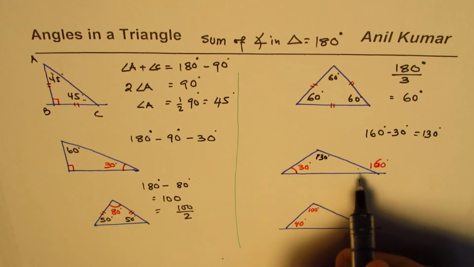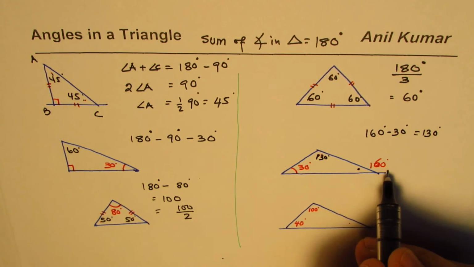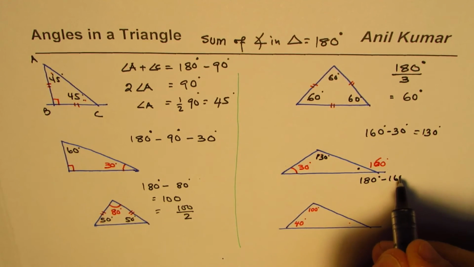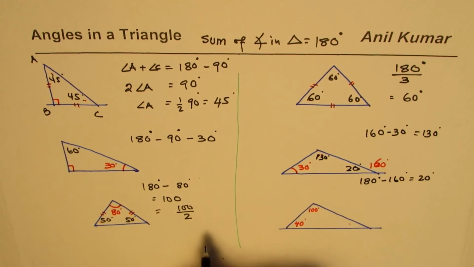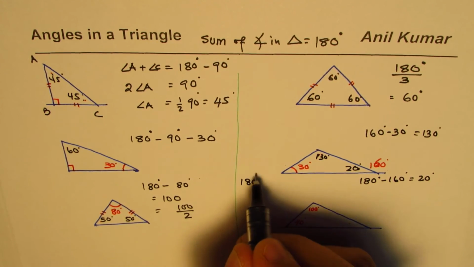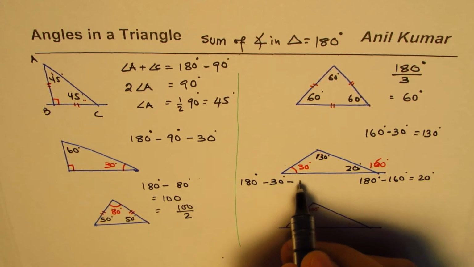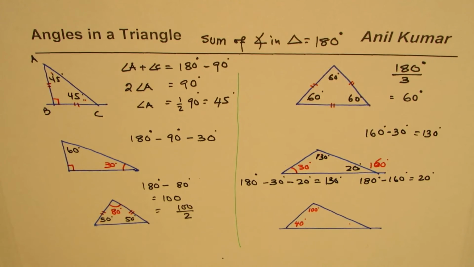The other way is, let's find this angle first. Here we have a linear pair, a straight line. So we can find this angle by taking away 160 degrees from 180 degrees. That gives us 20 degrees. So we have 20 degrees here. So if you know two angles, you can find the third one using 180 degrees as the sum of three angles. Take away 30 degrees, take away 20 degrees to get the answer 130 degrees. Do you see that? So likewise, you can find angles in a triangle.